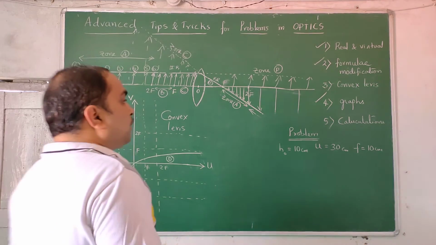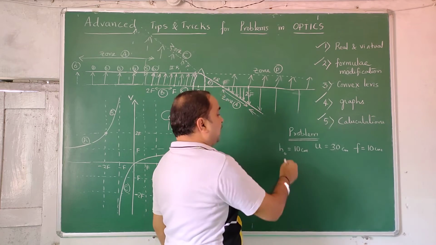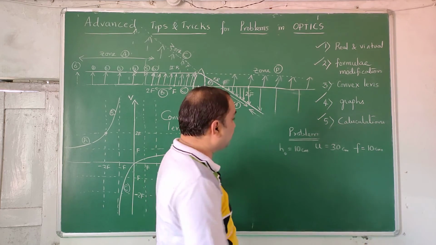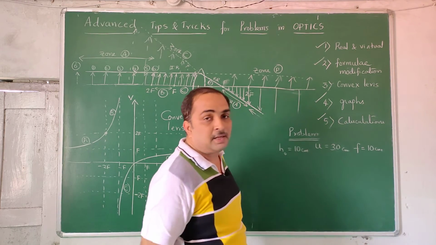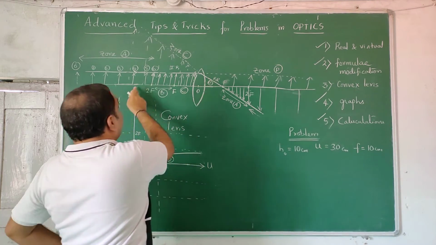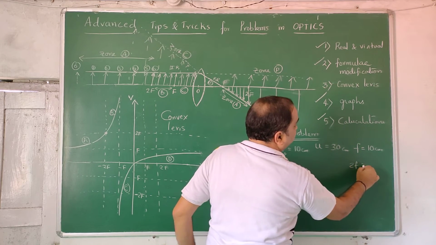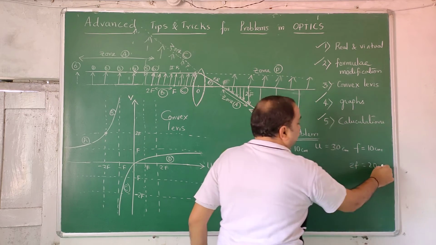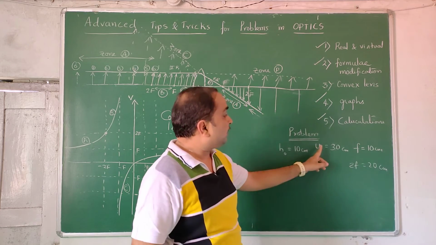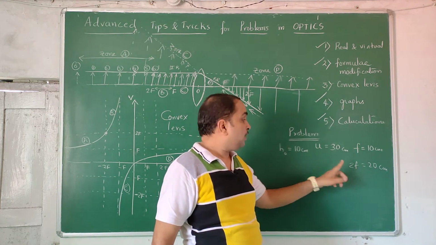Yes, students, now we are going into the calculation part. We have a problem: the height of the object is 10 centimeters. The object is at a distance of 30 centimeters before the convex lens. So it is kept like this. So first find f and 2f. 2f is equal to what? 20 cm.